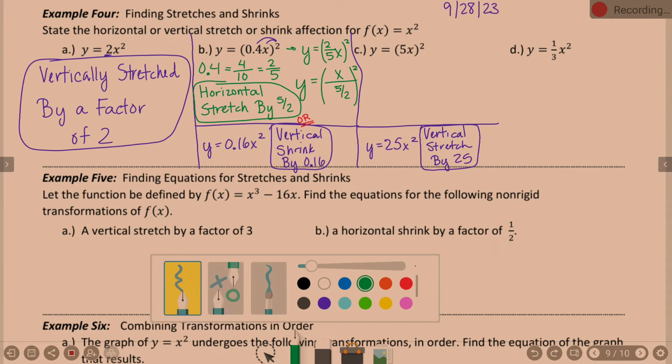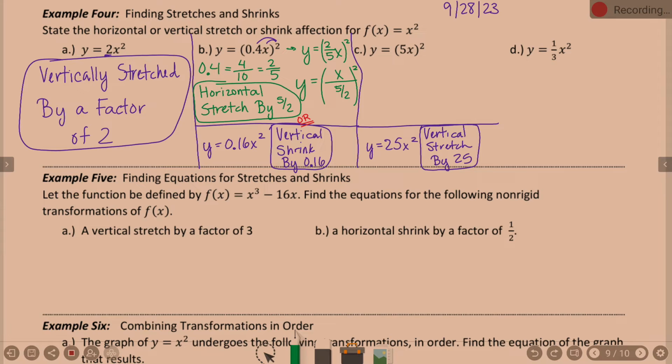So I can rewrite this as x divided by 1/5 quantity squared. So then horizontal shrink. Right. 1/5. Yeah. Okay, so multiply by 5 is dividing by 1/5. Because it's dividing the x within the square, it is horizontal. 1/5 is less than 1, so this is a horizontal shrink by a factor of 1/5.